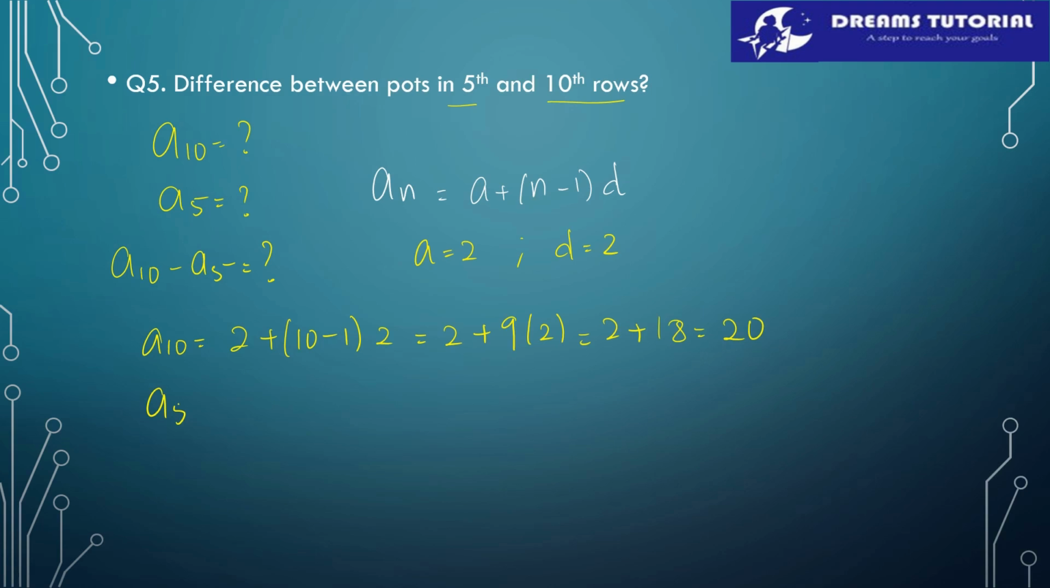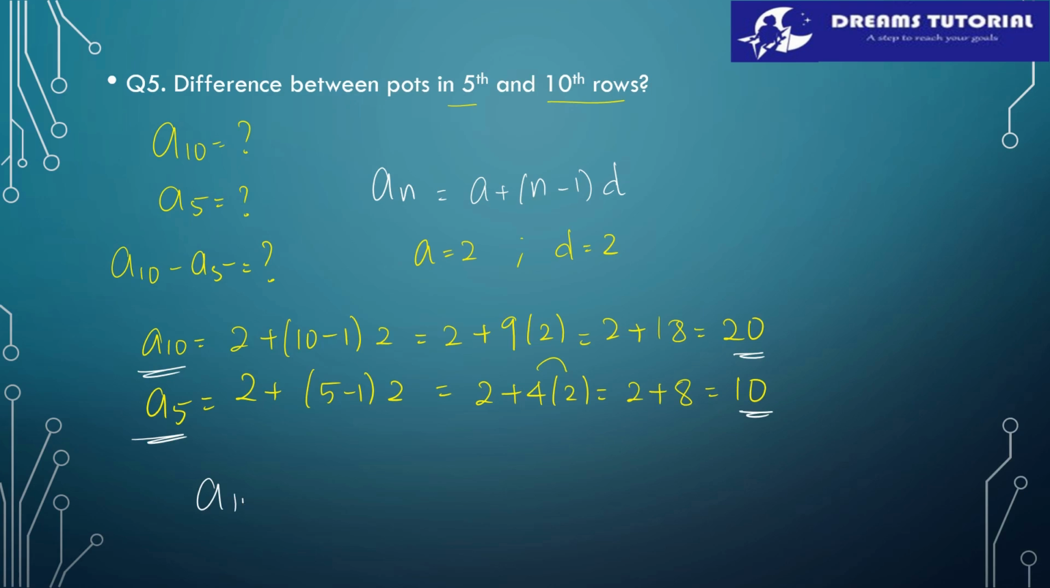Similarly, you can find the value of A5. It is going to be 2 plus 5 minus 1 into 2, or 2 plus 4 into 2, which is 2 plus 4 2's are 8. So 8 plus 2 is nothing but 10. So we found the value of A10 to be 20 and A5 to be 10. Now it is easy for us to find the difference between the number of pots in the 10th row and 5th row. It is going to be 20 minus 10. The difference is 10. I hope you all are clear with this. This is the answer for this question.